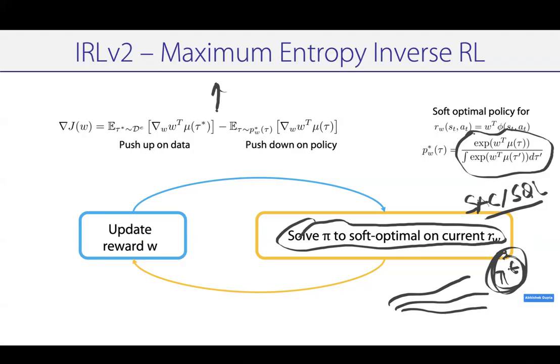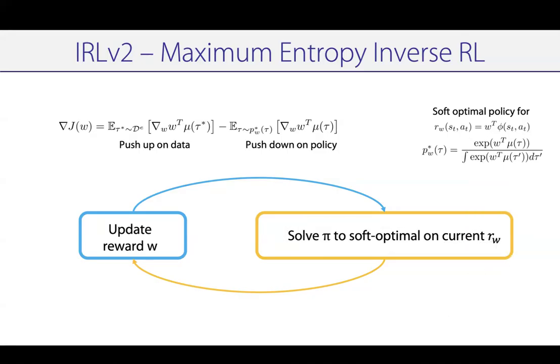Okay, so inside inverse RL, you have a loop of RL. You run MaxEnt RL to convergence, once you have convergence, you take a step on W, and you solve it to convergence again, and W to convergence again. And so the RL part is hidden inside here.